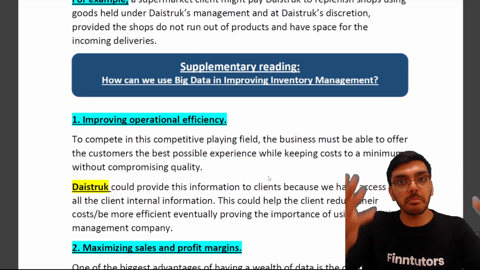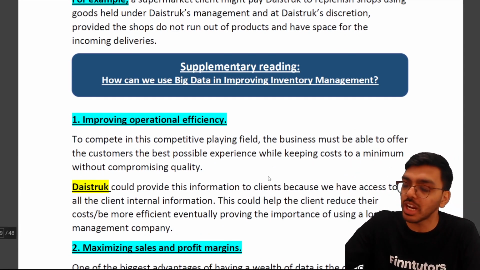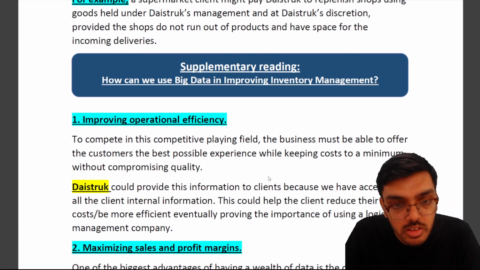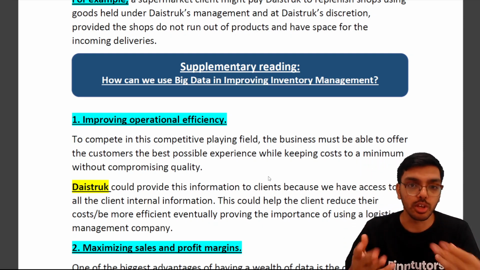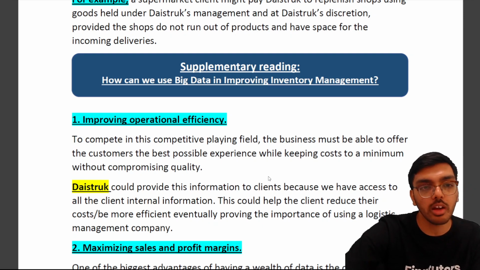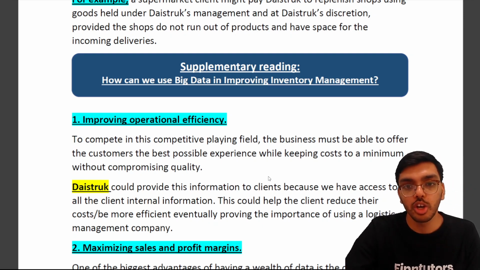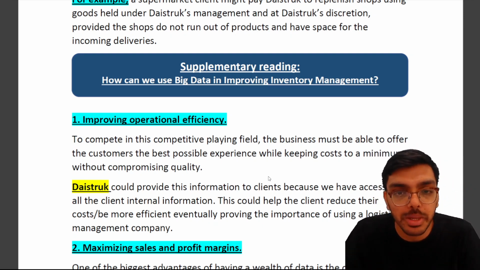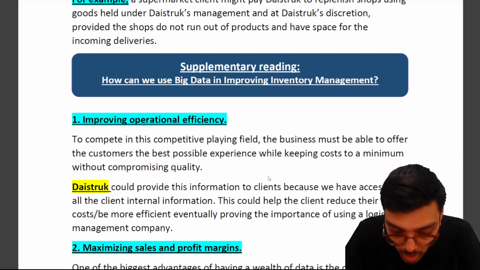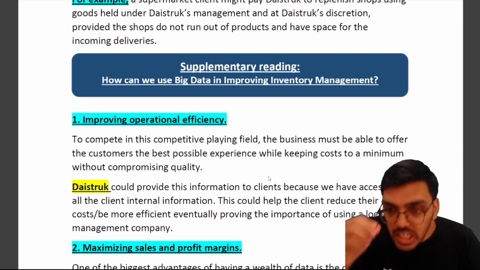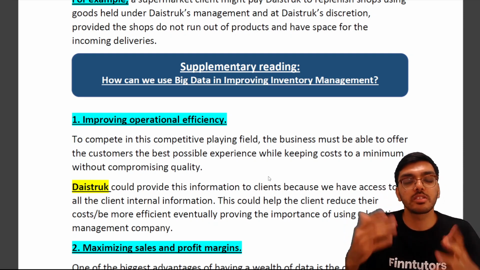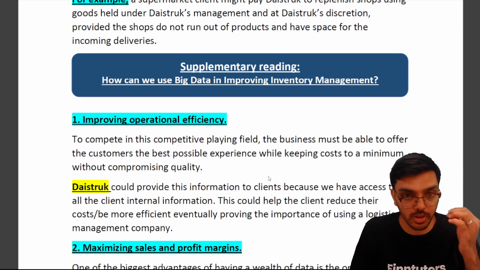Because I'm thinking that my business has so much access to data, but are we really using it? So we have created a supplementary reading for you. That is something extra that we have created to help you get an idea of how big data can be used, or how data management, data analytics can be used to improve inventory management systems which you are offering.